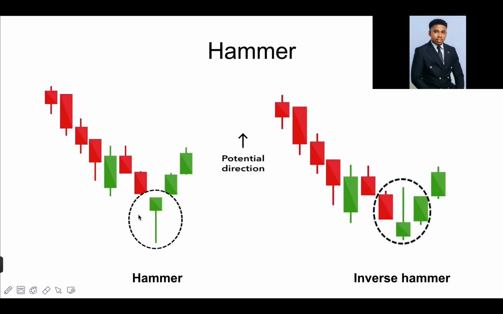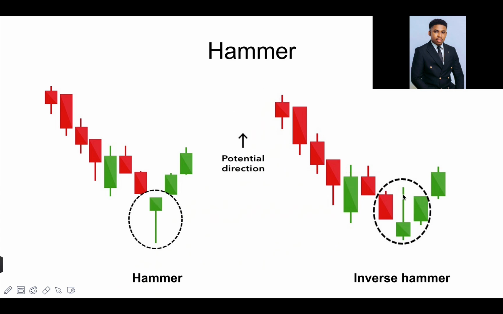So this is what a hammer candlestick looks like. You can see the price was trending downwards, and then it has a body and then a long wick to the opposite direction. So this is what the hammer looks like, and it indicates a reversal or change in trend. And the potential direction is to the upside.